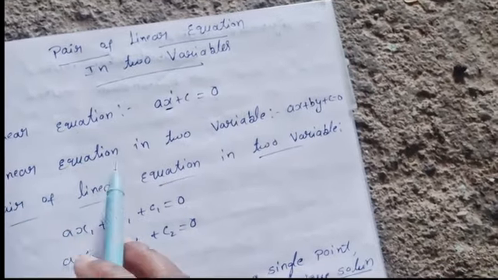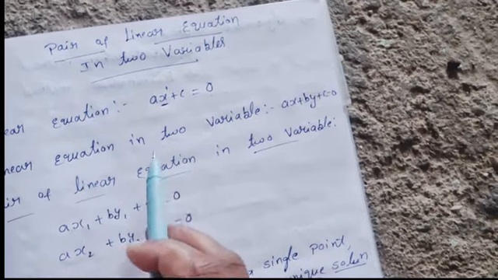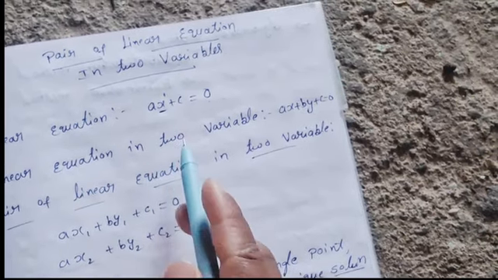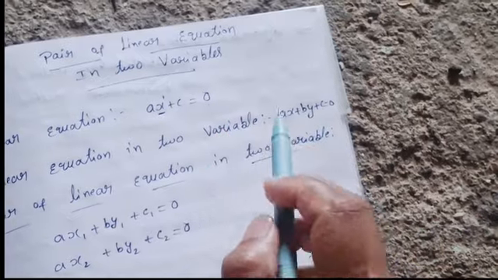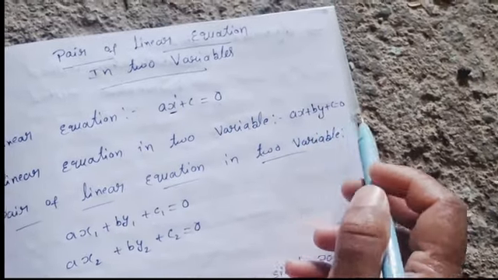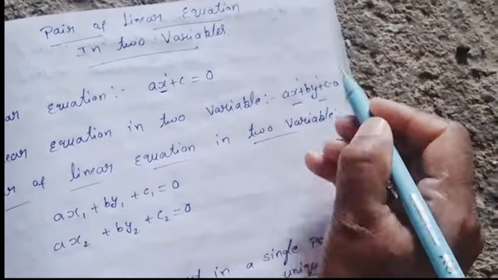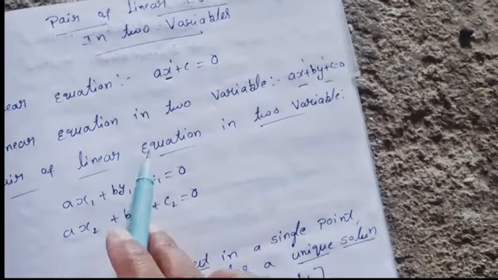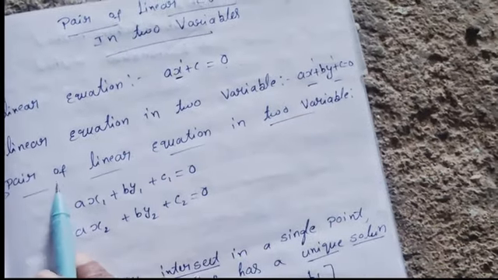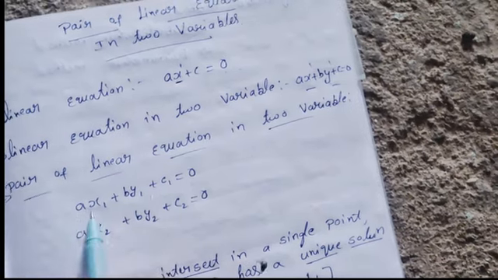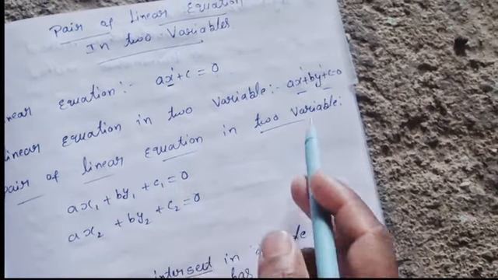And what is a linear equation in two variables? It means the equation must have two variables, x and y. But what about the degree? The degree of the variable must be 1 only. Next, a pair of linear equations in two variables. Pair means 2: two linear equations in two variables.